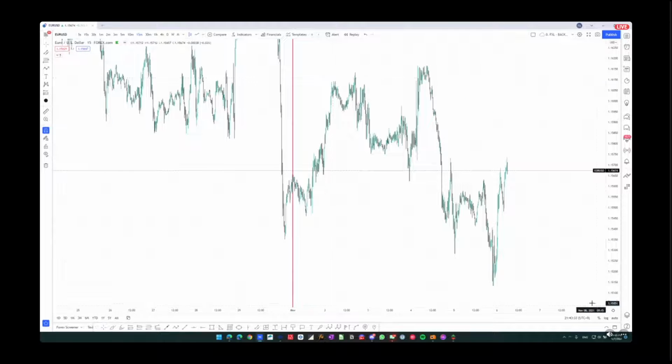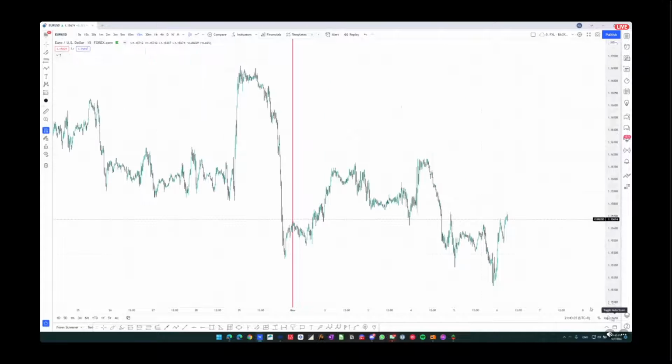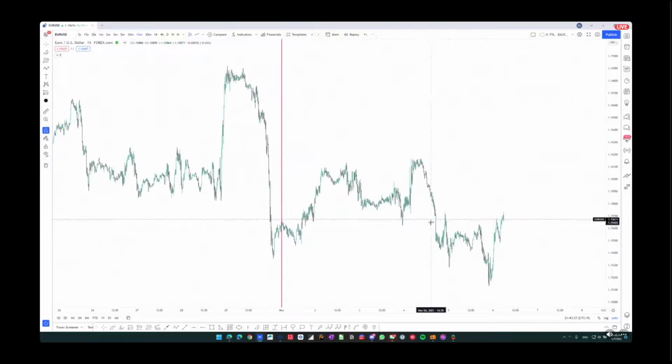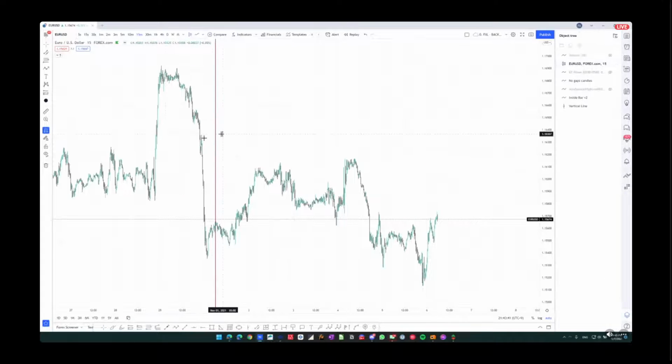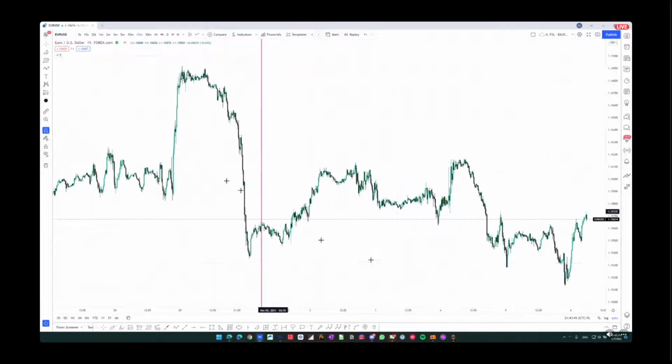Okay, so I have my line for EU. This chart is blank. The only thing I have is a horizontal line that's indicating the start of the week. So I am gonna cut it right there.